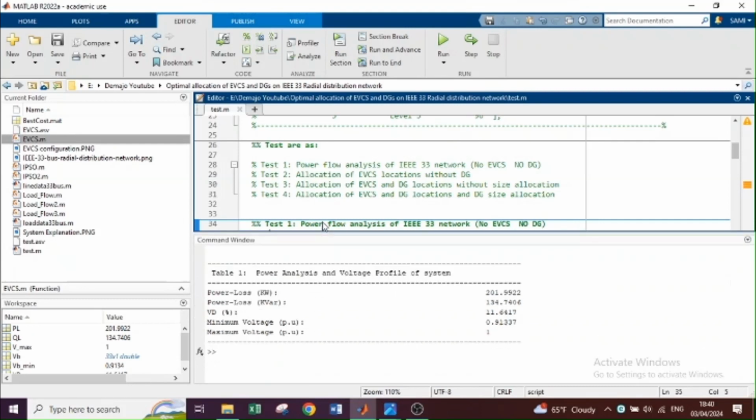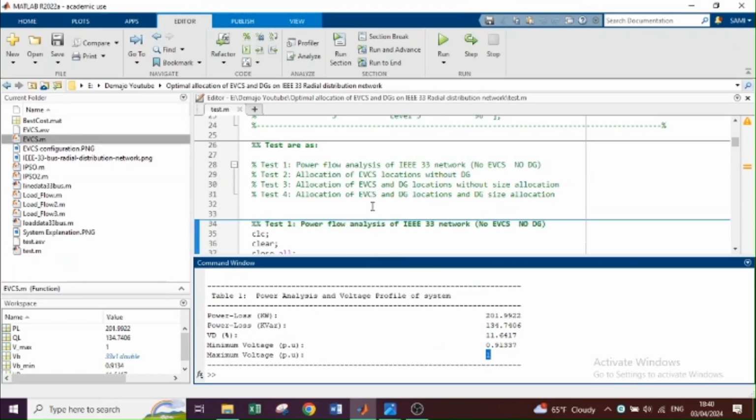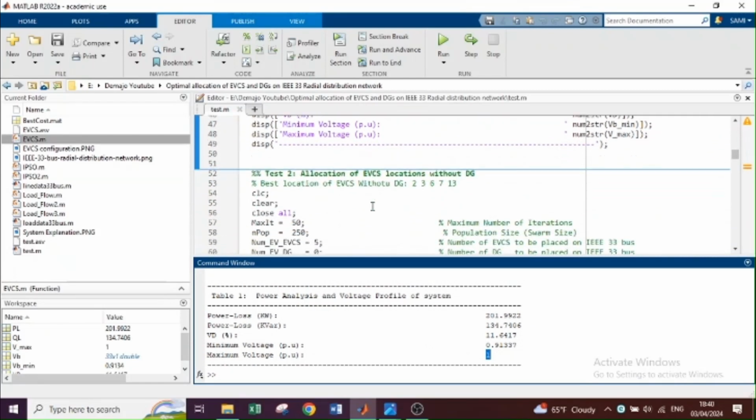The first test gives us this information. As we can see, the power loss is almost 202 kilowatts. And the reactive power loss is 134.74, and the voltage deviation is almost 11.64%. The minimum voltage is 0.91, and the maximum voltage, which is for the slack bus, the first bus, is 1 per unit.